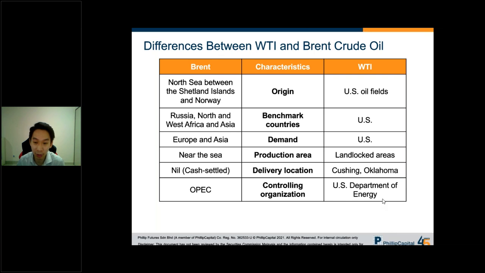WTI crude oil is very straightforward because it's produced in the US. So the main controlling organization will be the US Department of Energy. The US Department of Energy will control the supply. It will allow a producer to produce how much in a particular month. So they will plan ahead. Okay, so these two, Brent crude oil and WTI, are quite different in terms of characteristics, because as you can see on this slide, a lot of things are quite different. These are some of the things that you need to understand and take note of before you can jump into the fundamental analysis.